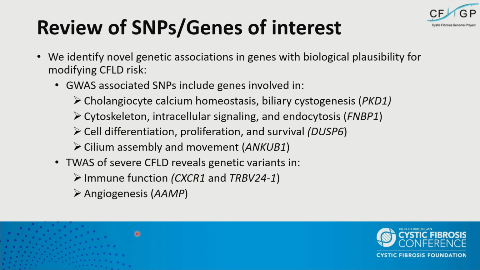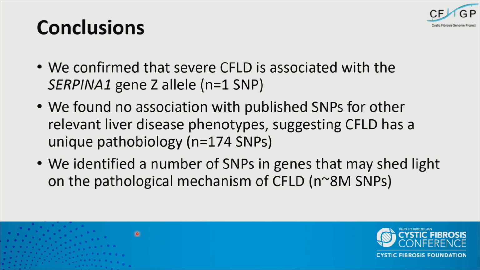And the transcriptome-wide association study also had those variants in CXCR1, which has a role in immune function, and AAMP, but both of these genes are related to endothelial cell migration or vascular permeability. So I think conclusions are that we confirm the Z allele probably does play a role in the development of cirrhosis, parenchymal liver disease, and portal hypertension.